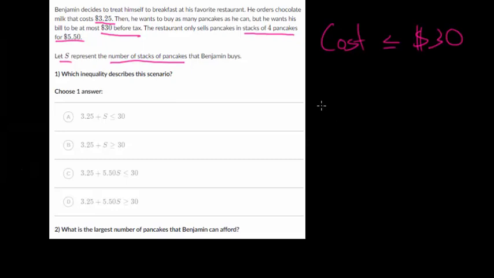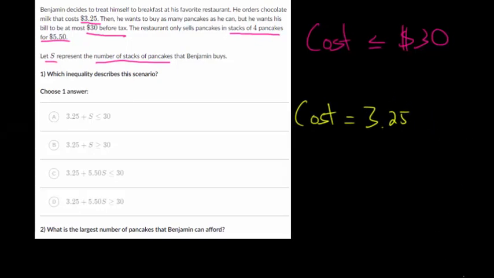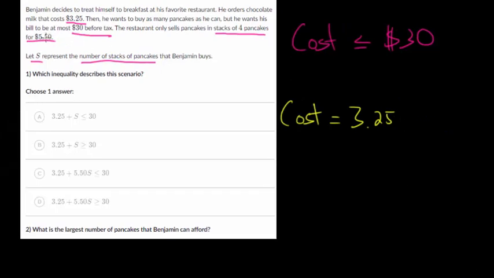And now we just have to figure out what the cost is. In this case, he buys a chocolate milk, so that's a fixed expense, $3.25. And then he's going to buy stacks of pancakes, and each stack is $5.50, and we'll say S is the number of stacks. So we're going to multiply those, so you get $5.50 times S. And you want to make sense of that, because if you buy, let's say, 3 stacks, then you would put in 3 here, and 5.5 times 3 would give you the cost of those 3 stacks. So it does make sense that you should multiply these together.